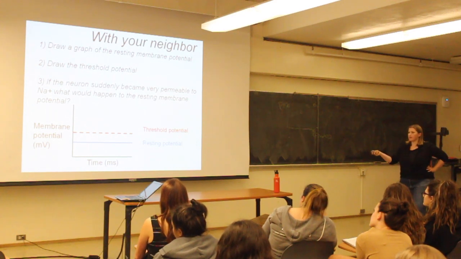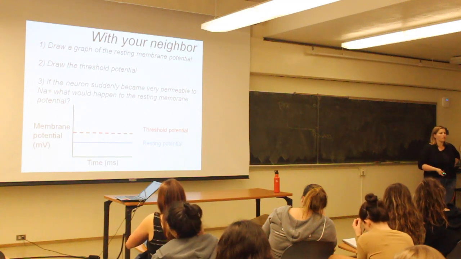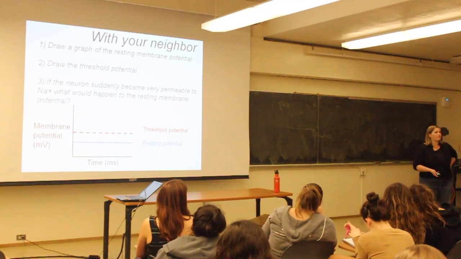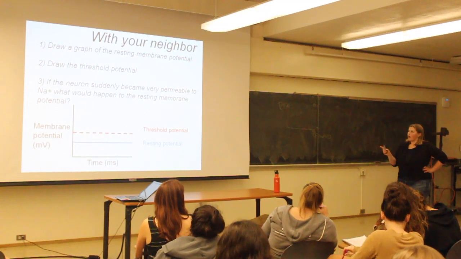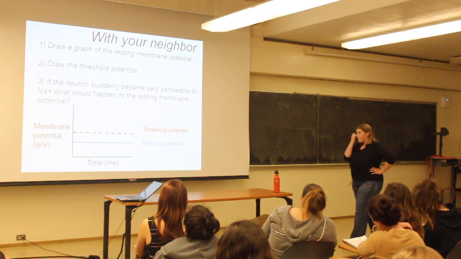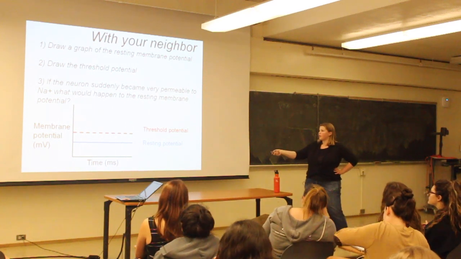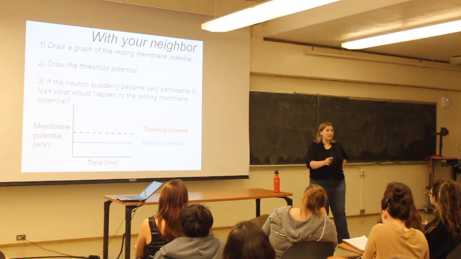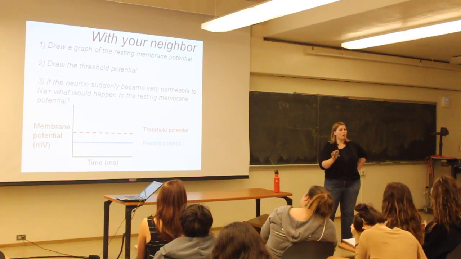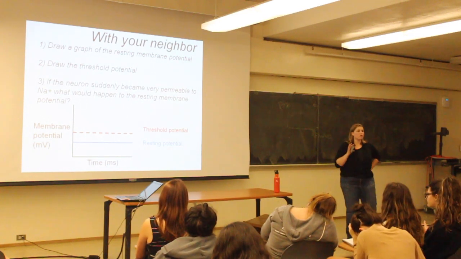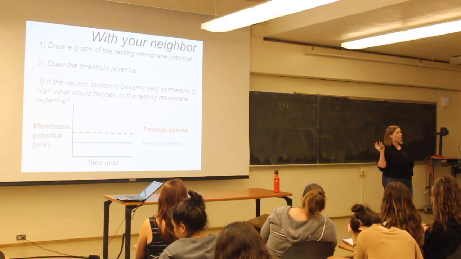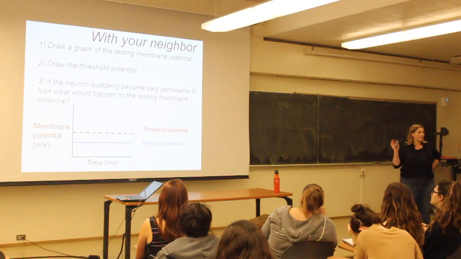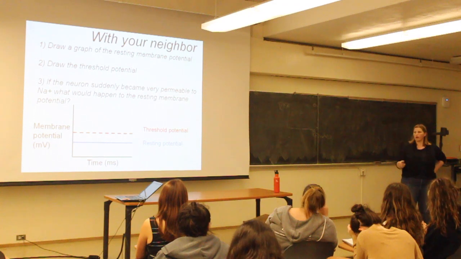Is the threshold potential more positive or more negative than the resting potential? Positive. It's a little more positive. Now, if the neuron suddenly became very permeable, so you're going along in time, and then something happens, and the cell actually becomes permeable to sodium, what would our line look like? Higher. It would increase. You got it exactly right.